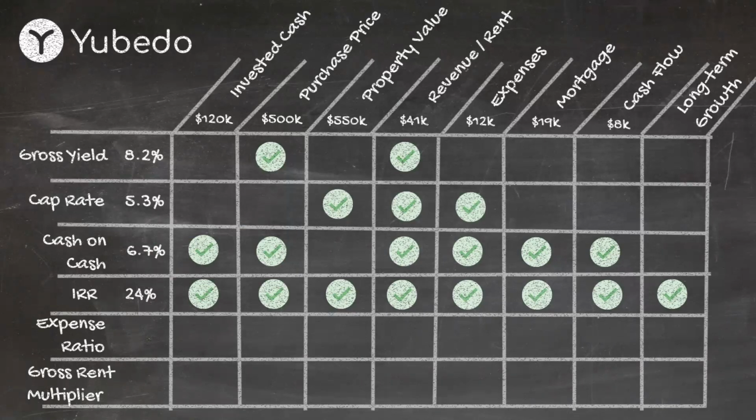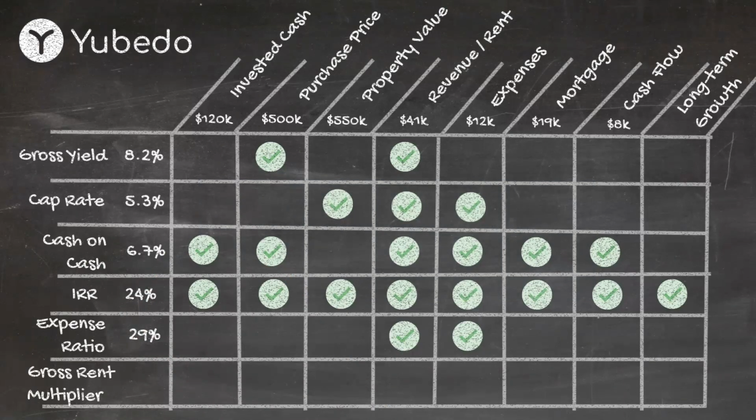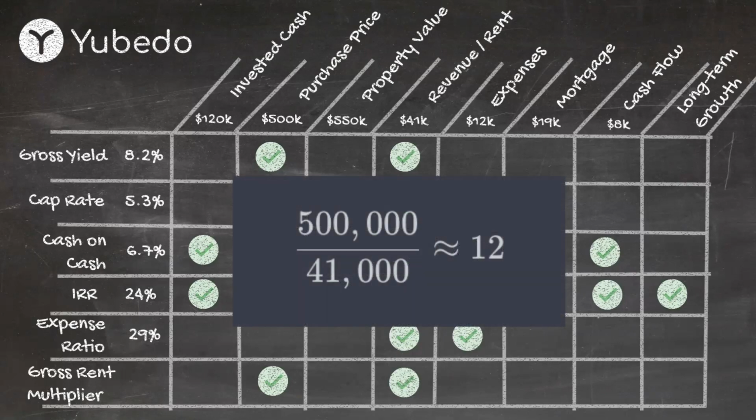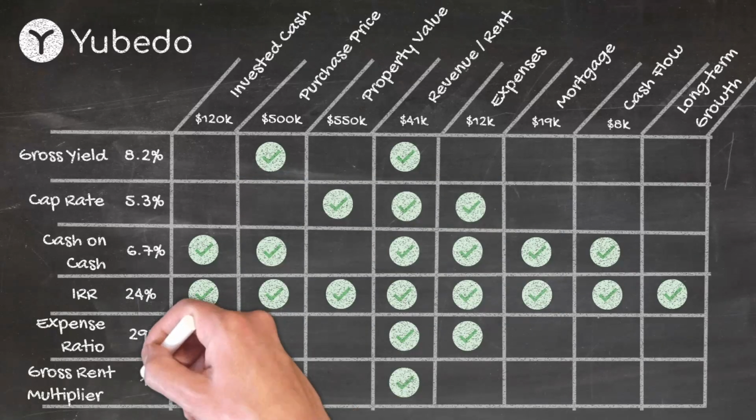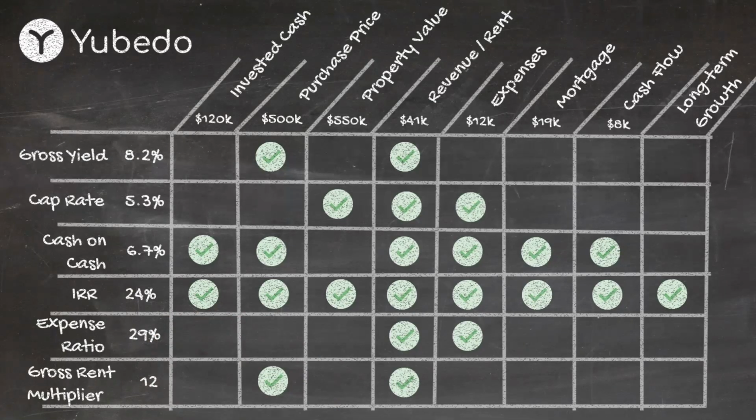Two more metrics worth mentioning, even though we don't use them much at Yubedo, are the expense ratio and the gross rent multiplier. The expense ratio is just your expenses divided by your gross revenue, and it's used to quickly compare the expenses of one deal to another. The gross rent multiplier is the purchase price divided by your gross rent, essentially the flip side of gross yield. There's no need to use both. Investors either look at gross yield or gross rent multiplier.